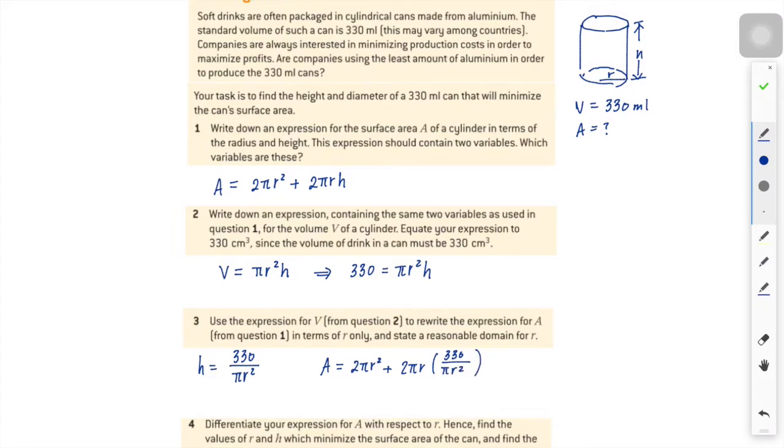Then we can simplify this and say that the function of A in terms of r is 2 pi r squared plus 330 times 2, 660. Pi cancels, r and r squared, cancel one of them, you get 660 over r. And right away, I know that r cannot be 0, and because we're talking about dimensions, r should be greater than 0, should only be positive.